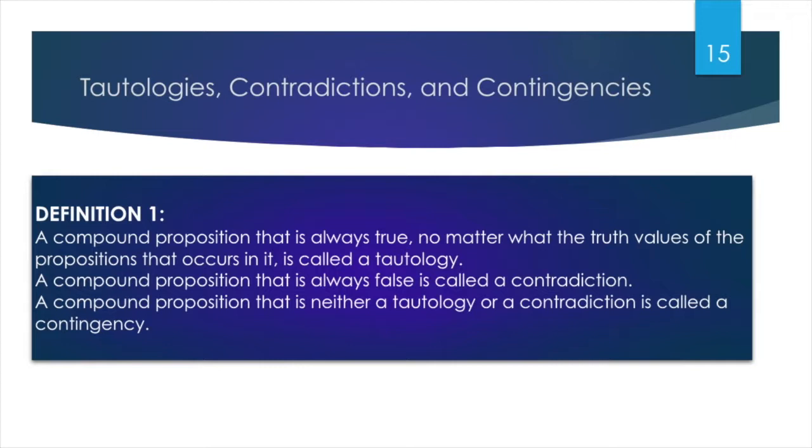The third type is a compound proposition that is neither a tautology, it's not always true, nor always false, it's not always a contradiction. We call it a contingency. A contingency is basically any propositional variable P as a statement, it can have the value true and it can have the value false. So it's possible to have both true and false values. It won't be a single statement that is always true, and that's why we call it a contingency.